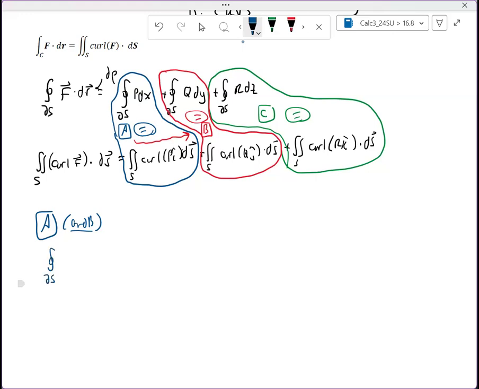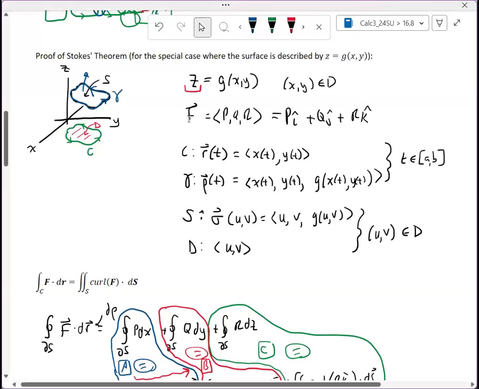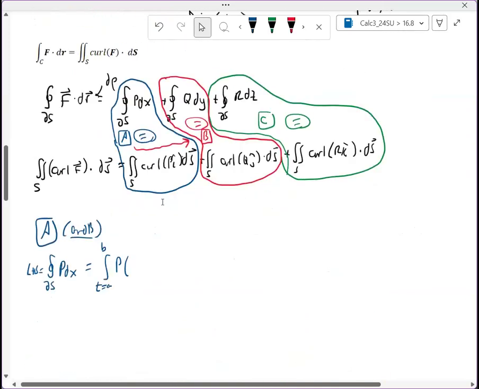So the line integral over the boundary of S of P dx, that's one piece that I'm interested in. If I can show that this equals something, and then I can separately investigate the surface integral of the curl of P i hat dot dS and show that equals the same thing, I'll have shown what I want to show for part A. So this is the left-hand side. Well, I can say that this is the integral from t equals a to b. Well, the boundary of S, that's gamma, that's x of t, y of t, g of x of t, y of t.